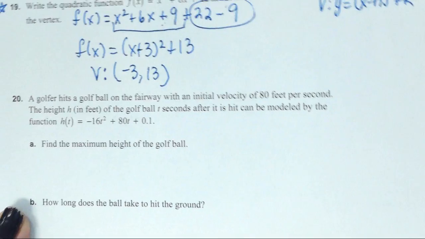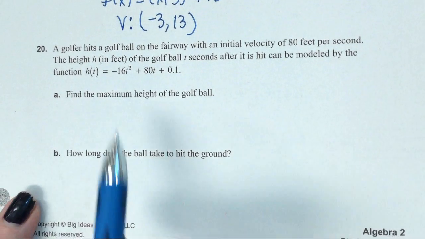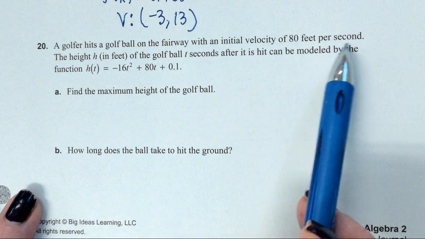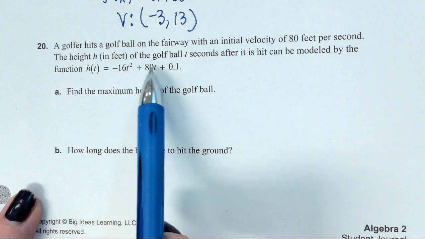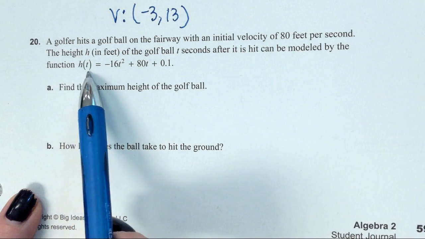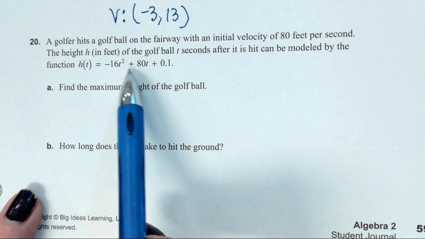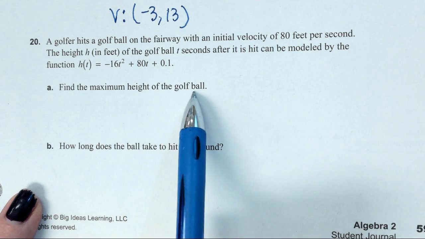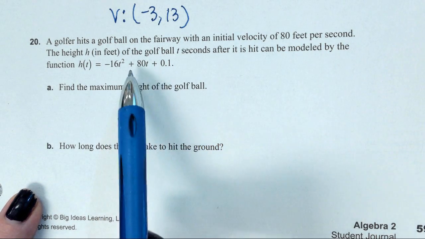Alright, let's go to the last problem. It says the golfer hits a golf ball on the fairway with an initial velocity of 80 feet per second. The height in feet of the golf ball t seconds after it is hit can be modeled by the function h of t equals negative 16 t squared plus 80t plus 0.1. Find the maximum height of the golf ball.